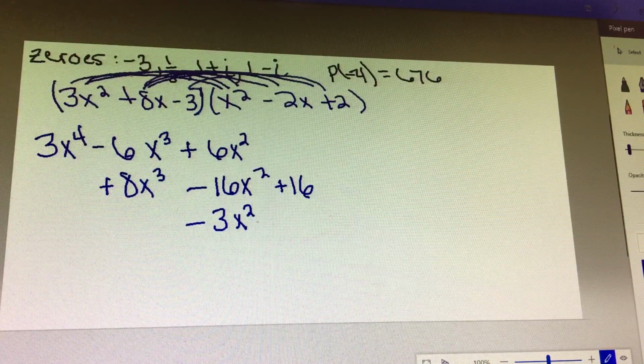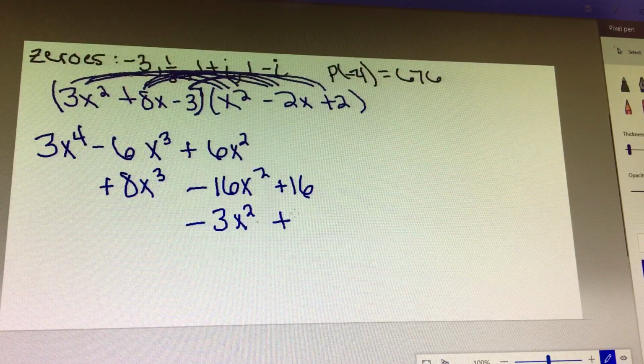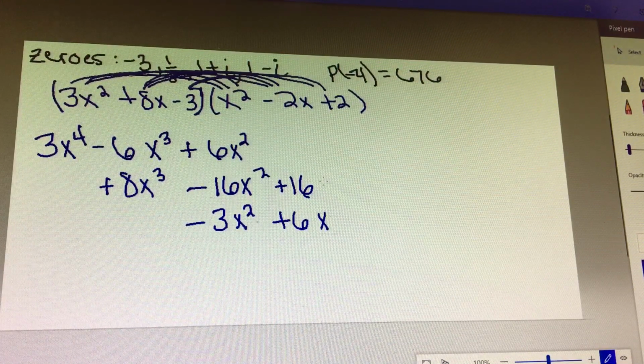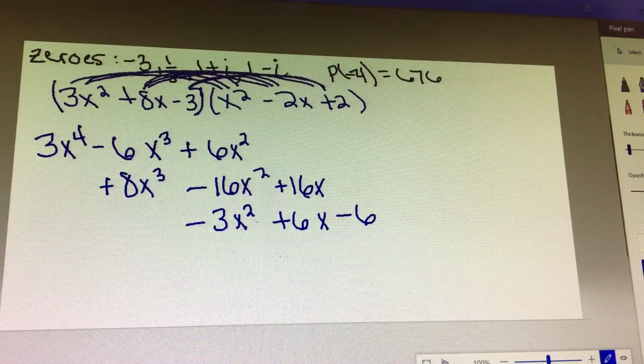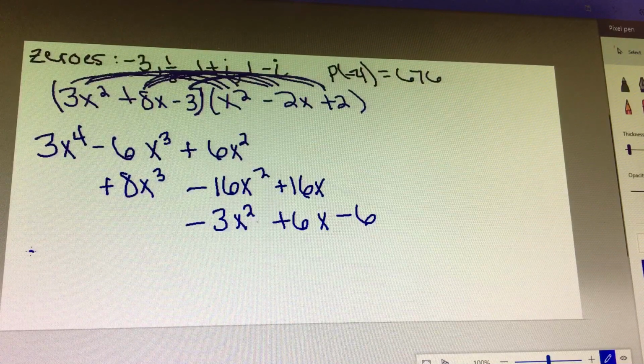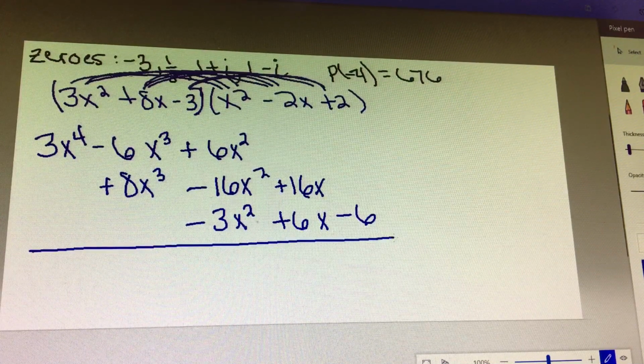Negative 3x squared. Negative 3 times negative 2x is positive 6x. Oh, I forgot to put an x with that one. Then I have a negative 3 times a positive 2 gives me a negative 6. Okay, so I've done all of my multiplication.